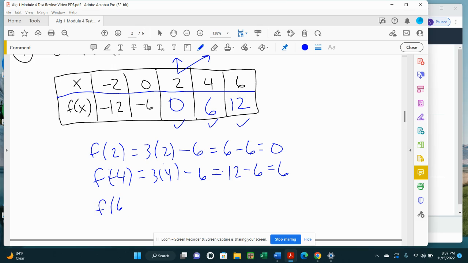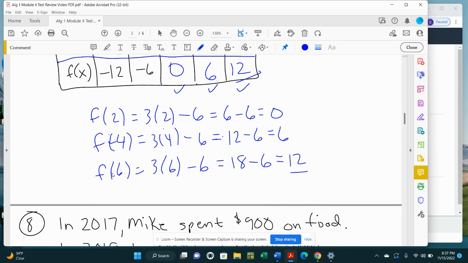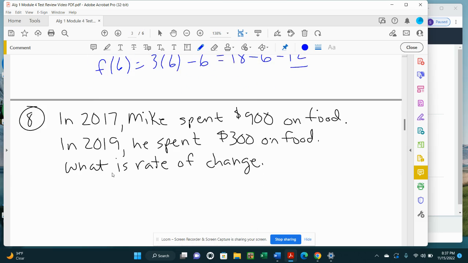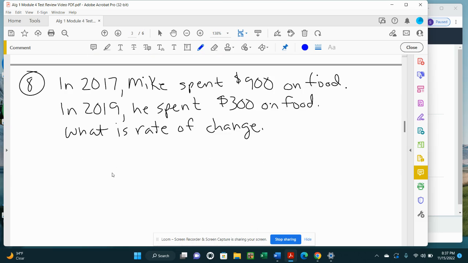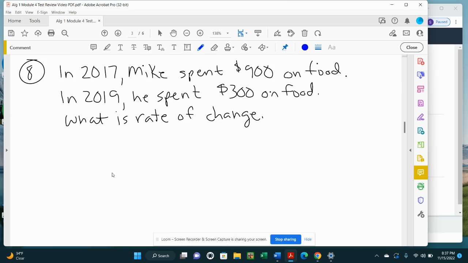So f of 6 equals 3 times 6 minus 6. That equals 18 minus 6, which equals 12, which is what we got. Okay, so we're just plugging them in, evaluating them, making sure that we can solve for those particular values. And then finally, for this particular part of the video, we are going to finish up with this problem.